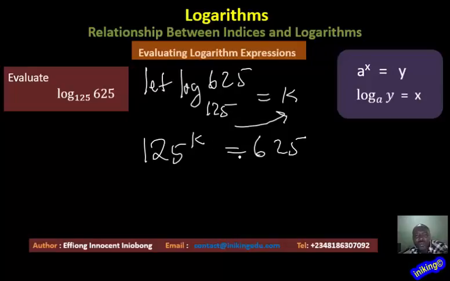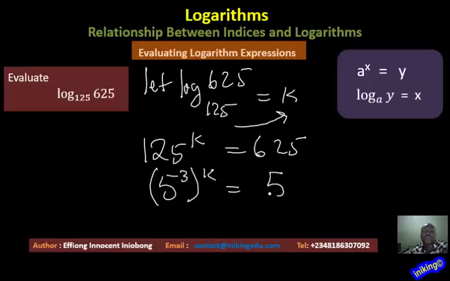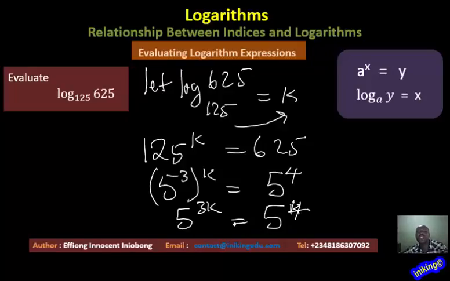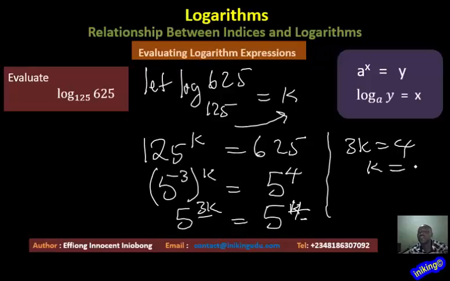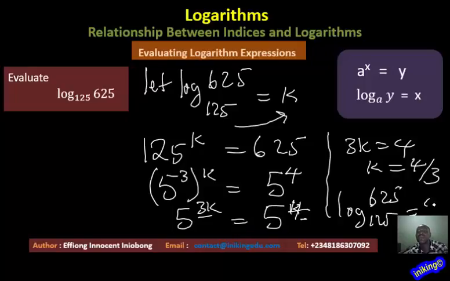I look at both sides. These numbers appear to be numbers that will be very friendly with 5. 125 is 5 raised to the power 3, of course, everything raised to the power of k. And this should be 5 raised to the power 4. Yes, let's cross check that. Now here I have 5 raised to the power 3k equals 5 raised to the power 4. Now left-hand side equals right-hand side. Both of them have 5 as the base. Therefore 3k must be equal to 4. So, okay, my 3k is equal to 4. Hence k is 4 divided by 3. So we can conclude that we have been able to obtain the value of log of 625 to the base of 125 as 4 over 3.